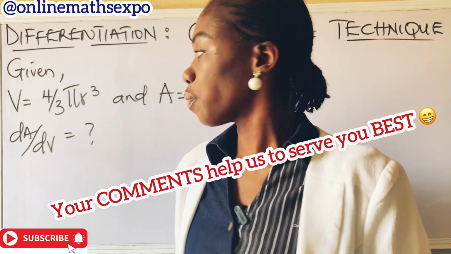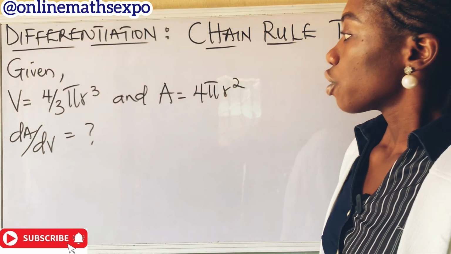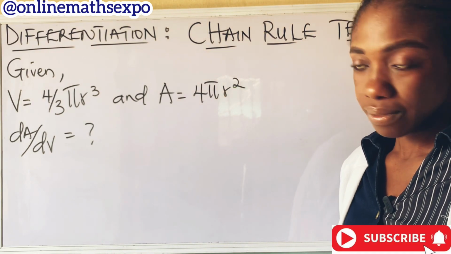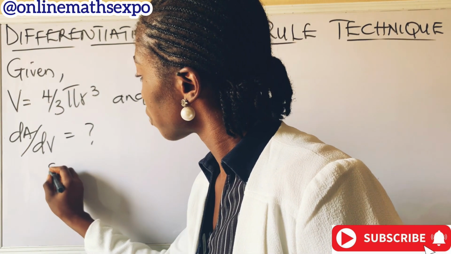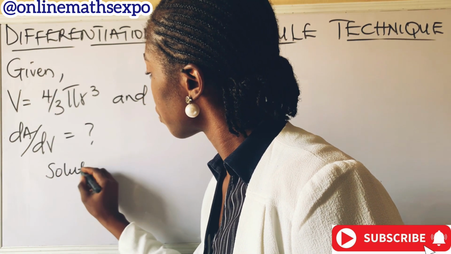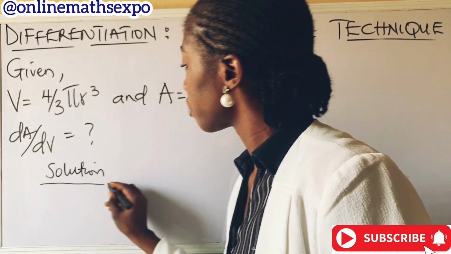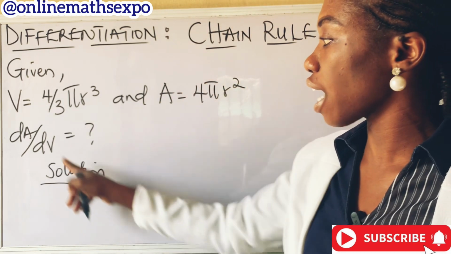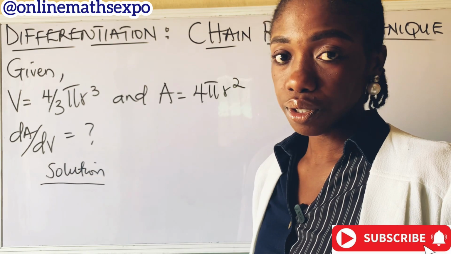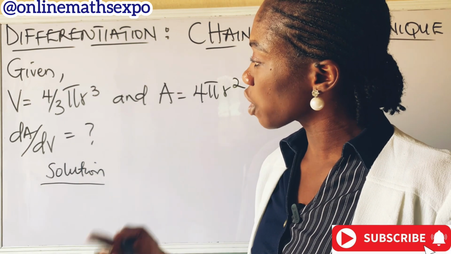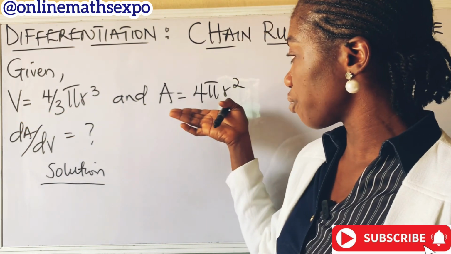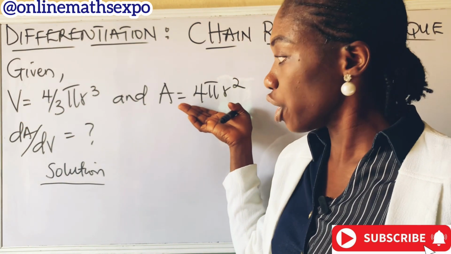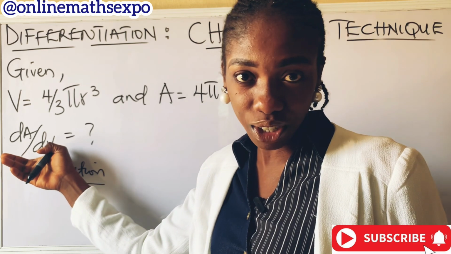It's very simple. Now, what we do first is we are going to begin with the solution. This is what we are asked to find, dV. Is it possible for us to differentiate this first and also differentiate this? Then we will know if it can help us get what we are looking for.